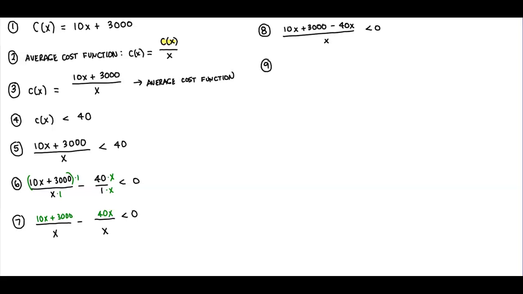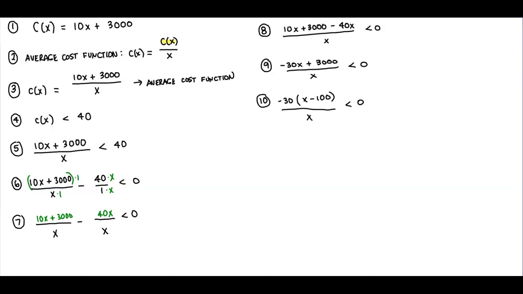If we combine like terms, 10x minus 40x gives us negative 30x plus 3,000 over x, which is less than 0. Now we're going to factor the numerator. We can factor out a negative 30, and what's left is x minus 100, over x, which is less than 0.